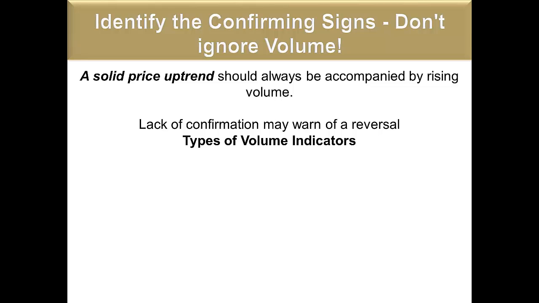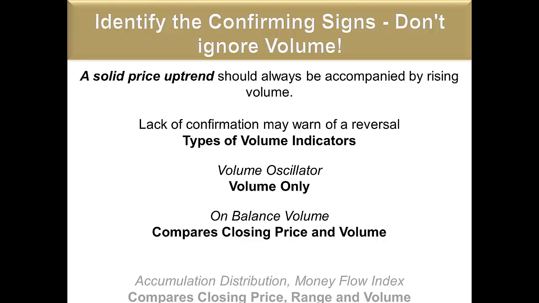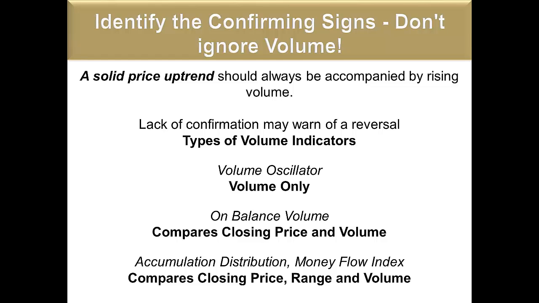So what are the types of volume indicators? A volume oscillator records volume only. On-balance volume compares closing price and volume. Accumulation distribution, or money flow index, compares closing price, range, and volume.